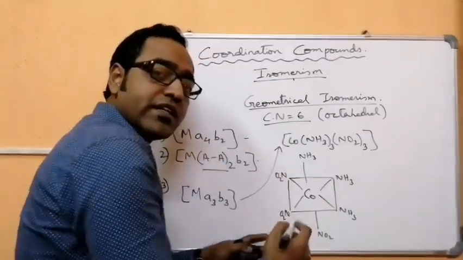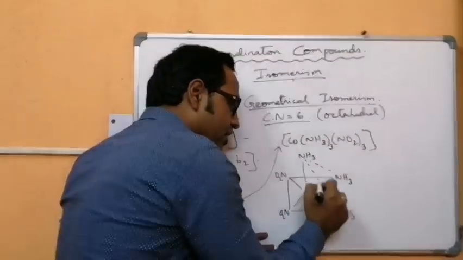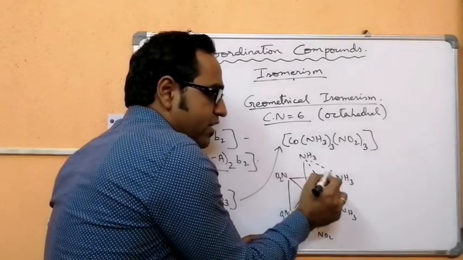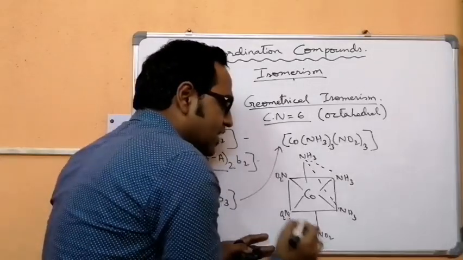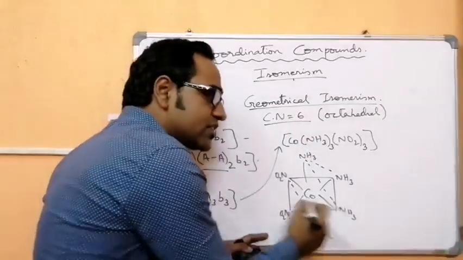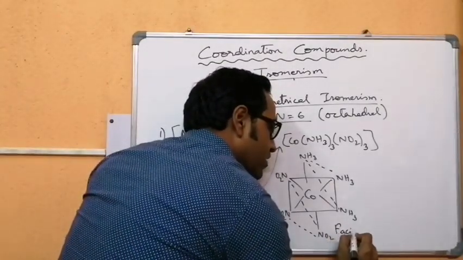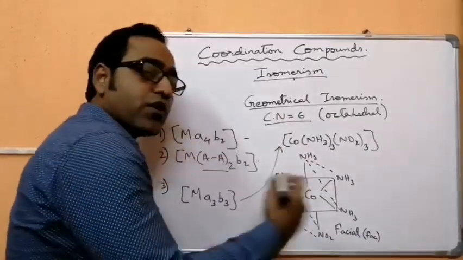Now you have to put the ligands in such a way that if you join the same ligand, you will get a triangular face. If you join the ligand, you will get a triangular face. Here also, if you join the same ligand, you will get a triangular face here. So this type of isomer is called facial isomer. Facial in short, FAC.